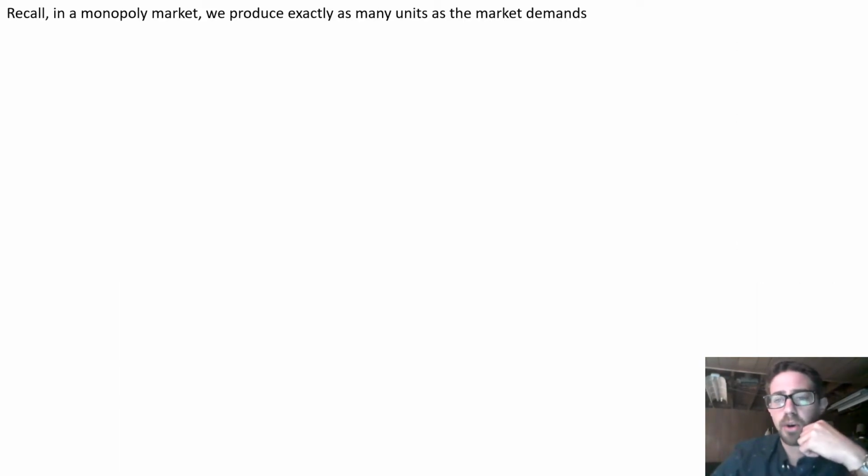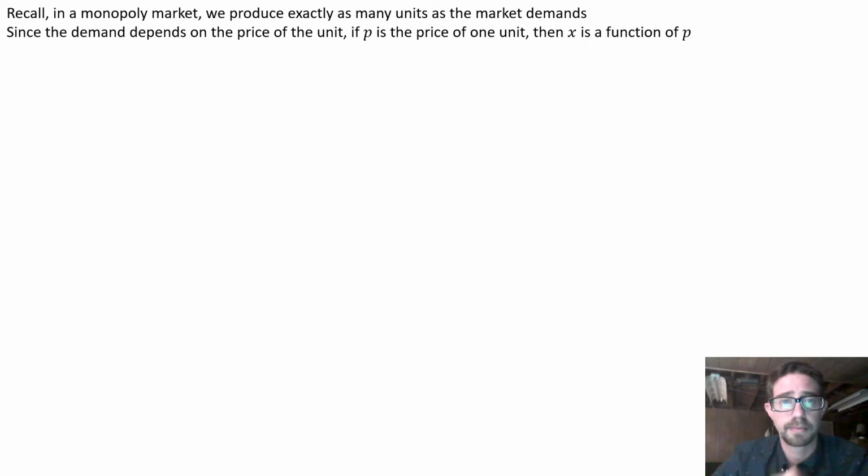Okay, so this is what we've been talking about, a monopoly market. We know exactly how much of our thing that the market is demanding, and that's exactly how many we make. So we make supply equal demand, and we just set X equal to whatever that number is.